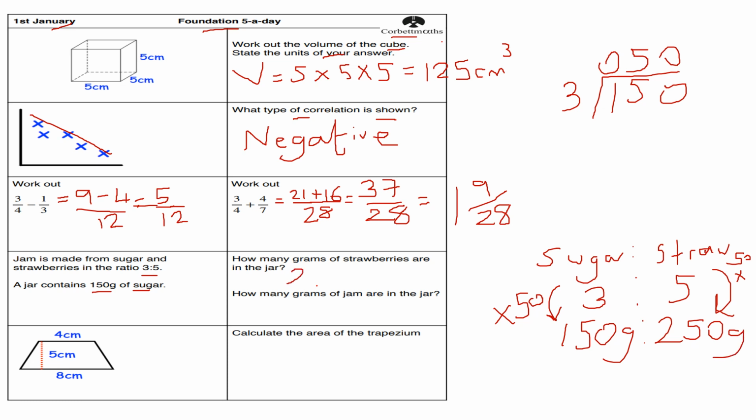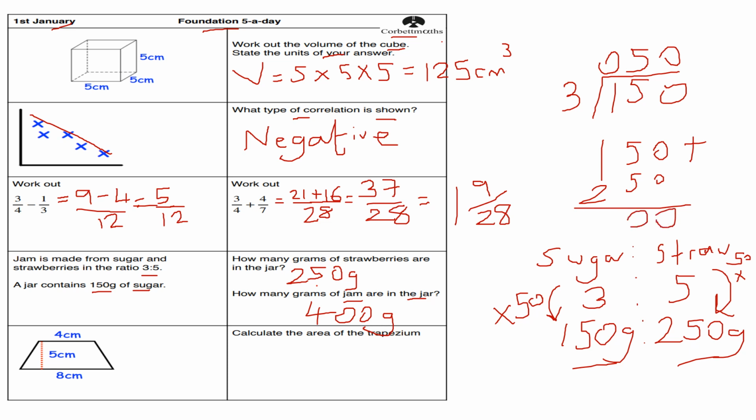And then being very careful for this next part, how many grams of jam is there in total? So in the jar, that is the total amount of grams of strawberries and sugar. So adding these together, you get the answer of 400 grams, using column addition. Again, if you're not sure how to do it, 150 add 250. 0 plus 0 is going to be 0. 5 plus 5 is equal to 10, so 0, carry the 1. 1 plus 2 is 3, plus the 1 is going to be 4. So yes, 400 grams of jam in total in the jar.